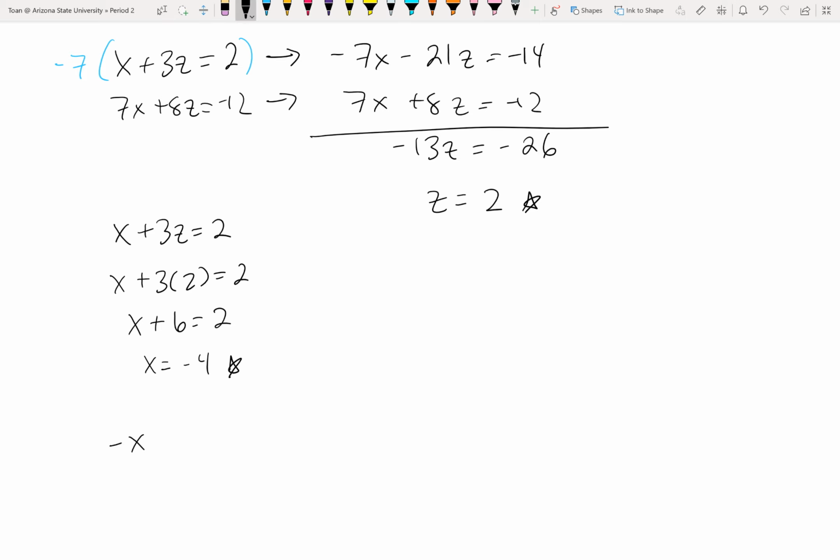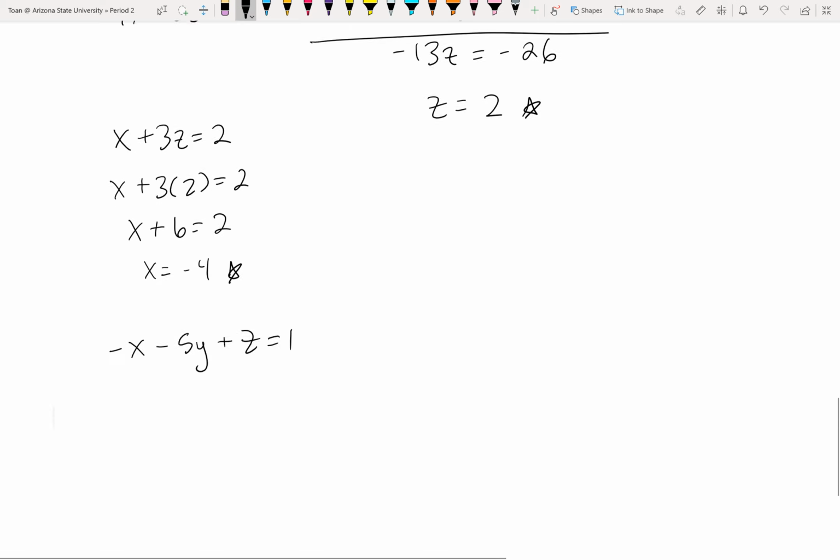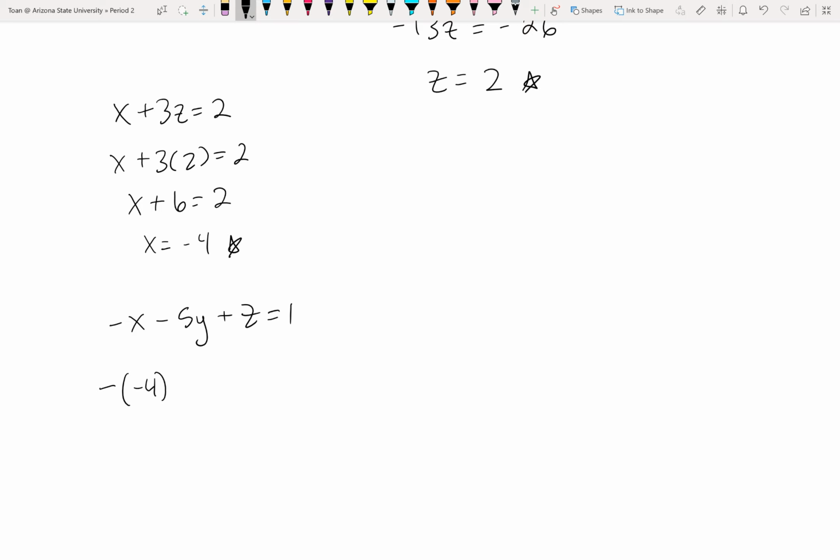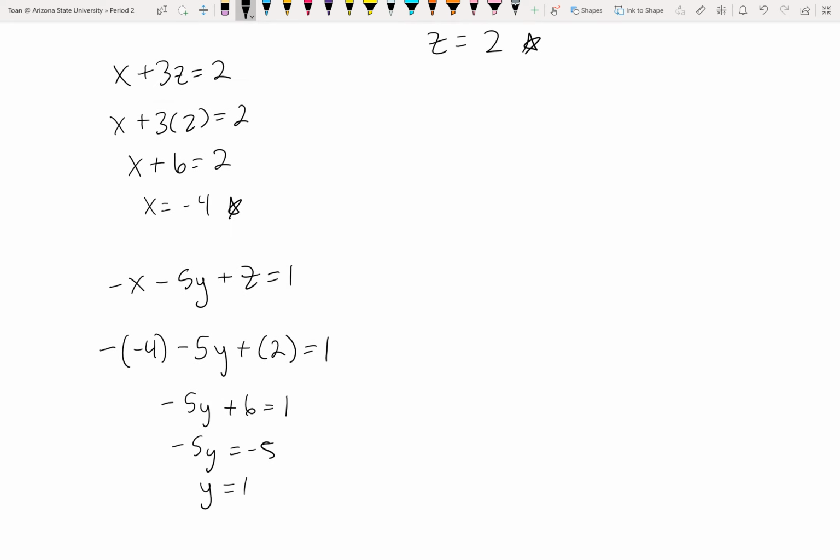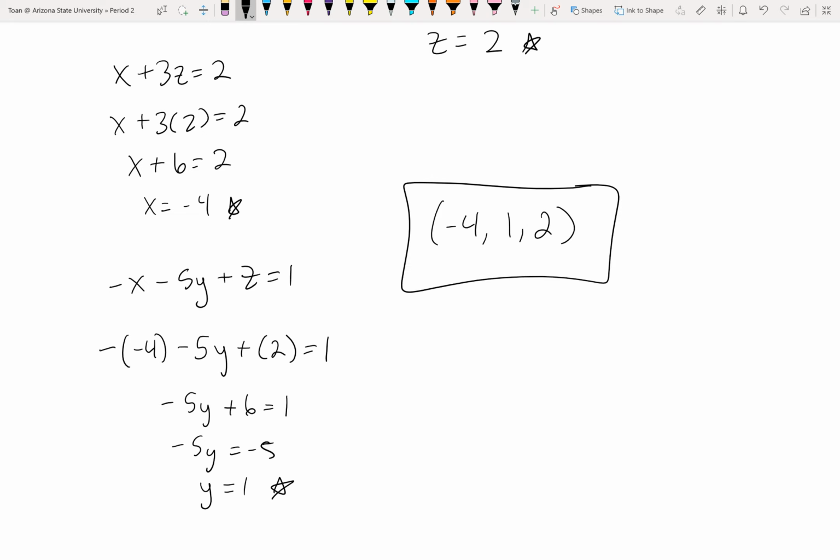Equation 2 is negative x minus 5y plus z equals 1. Right. So plug in the numbers that we have. We have a negative negative 4 minus 5 times y plus 2 equals 1. And then you just go ahead and do math. So that's a positive 4. So that's a negative 5y plus 6 equals 1. Subtract the 6. Negative 5y equals negative 5. So y equals 1. Write your answer as an ordered triple in alphabetical order: x, comma, y, comma, z. That's your answer.